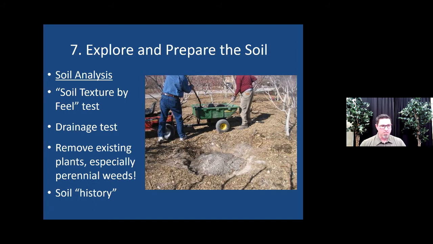You want to remove all the existing plants around, especially the perennial weeds. If you have Bermuda grass and other vicious perennial weeds, you really want to remove them before you're planting. This is another reason why I don't like planting fruit trees in lawns, because you're constantly fighting the turf trying to infiltrate around the fruit tree, and we want space around the fruit tree. We don't want grass growing up to it. A good thing to know too is the history of the soil.